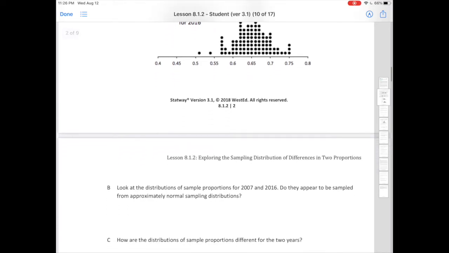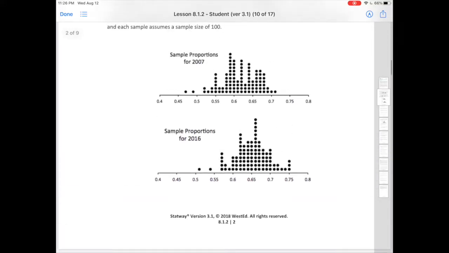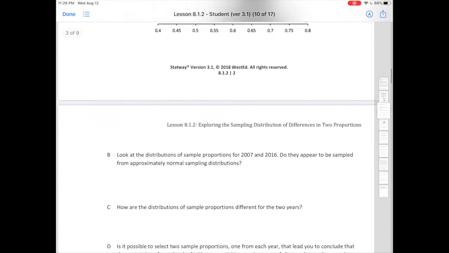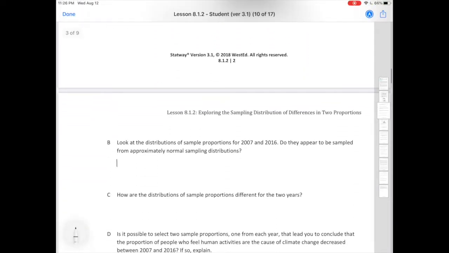So look at the distributions of sample proportions for 2007 and 2016. Do they appear to be sampled from approximately normal sampling distributions? To me, this looks pretty normal, right? If I were to draw this in, that looks kind of normal. And that looks kind of normal too. So I would say yes, they look roughly normal.